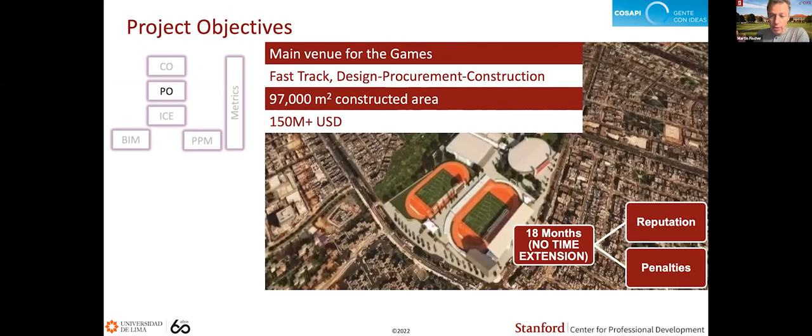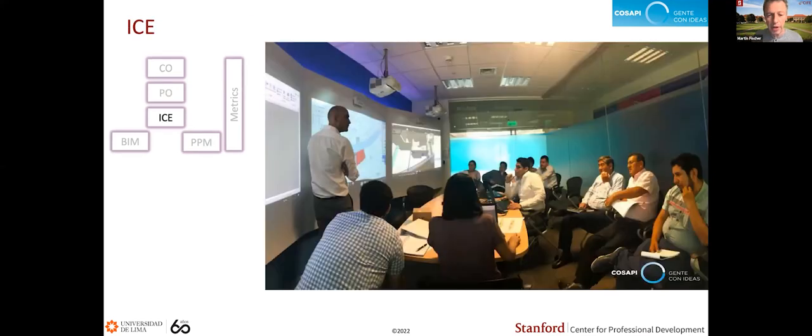From a project objective perspective, they were building the main venues for the games, 97,000 square meters of constructed area for a budget around 150 million. And in 18 months, there was really no time extension possible, and a big reputation risk and penalties if the team didn't make it. So the team decided that VDC was really the best strategy to achieve this project success. And so I'm just illustrating a few of these examples here.